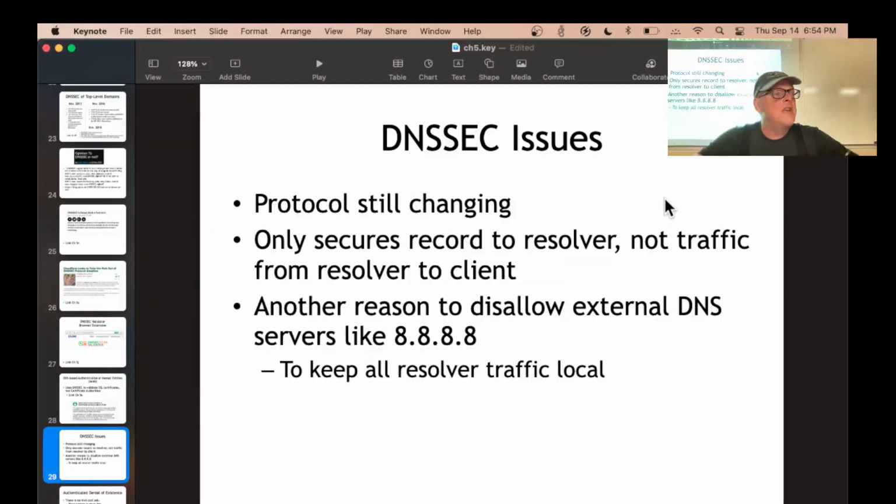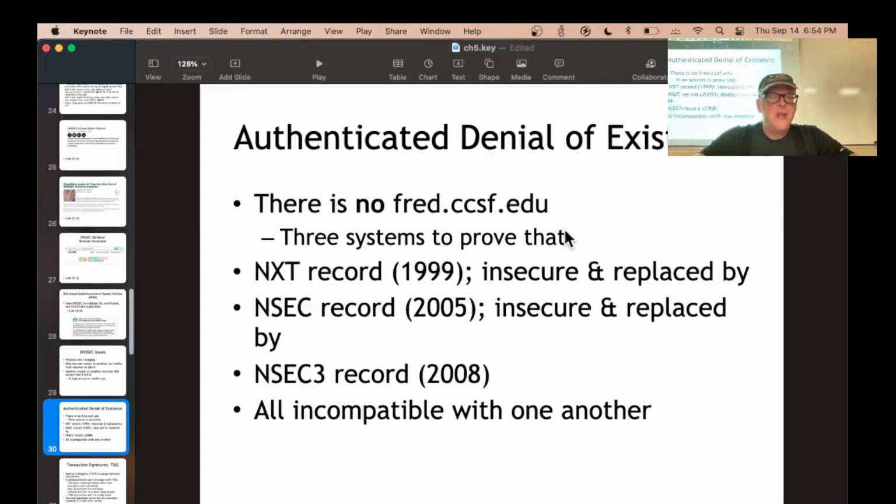Then, so here's DNSSEC issues. The protocol is changing. And the main problem is it doesn't actually do anything that helps the end user. It doesn't encrypt your traffic, which is something end users would want, so people can't spy on you. So that's an issue.